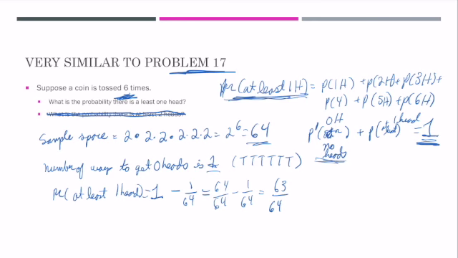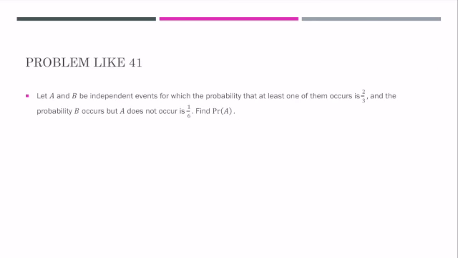The next problem is very similar to problem 41. So let's let A and B be independent events, and the probability that at least one of them occurs is 2/3, and the probability B occurs but A does not occur is just 1/6. And I want to find the probability of A. Okay, so remembering that these are independent events, they could both occur at the same time, and 2/3 is the probability at least one of them occurs. So I have the probability of A or B.